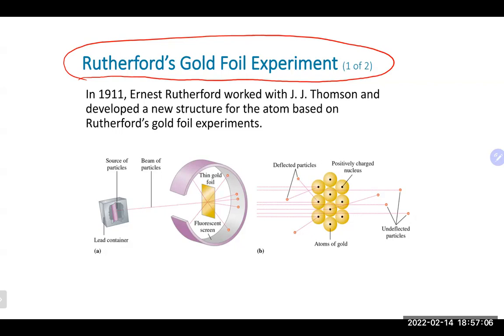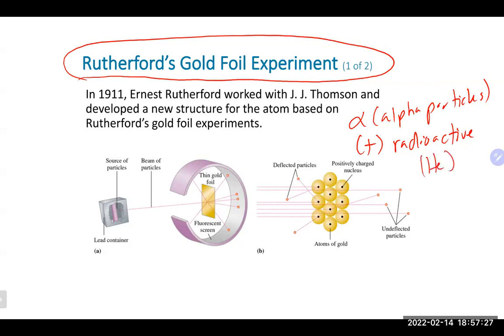And what he did was he basically shot alpha particles, which are radioactive positive particles. They're really helium, if you want to know the truth. They're really the helium nucleus is what they are. But he took pieces of gold foil and he shot these alpha particles at it.